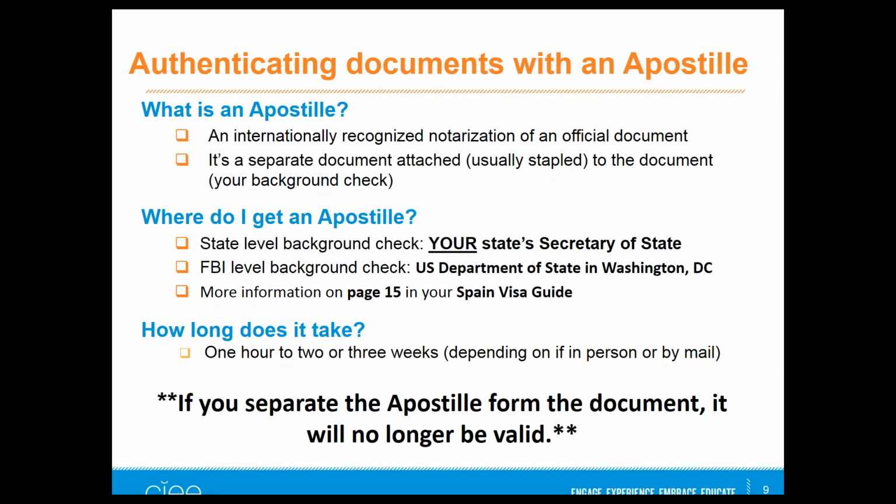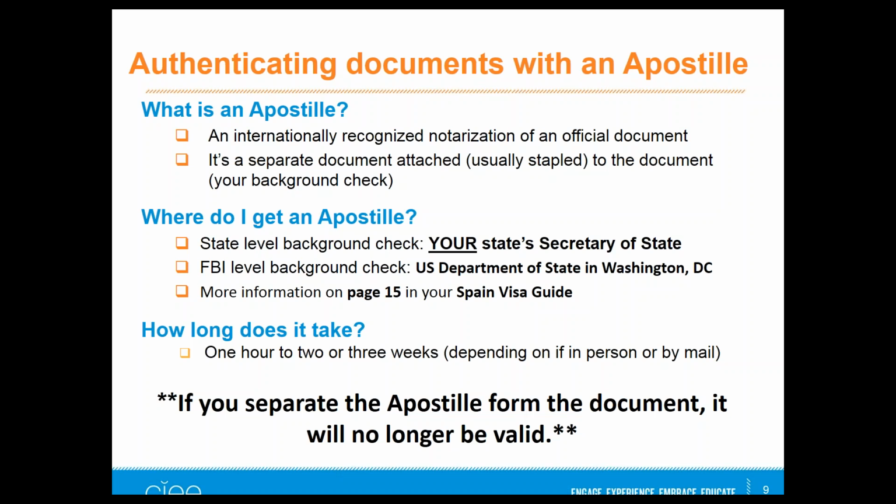If you're getting an FBI level background check, then you're going to want to apply to the U.S. Department of State in Washington, D.C. The process for an apostille can take as little as an hour if you're going in person, or it could take up to a couple of weeks to process. The biggest thing to keep in mind, though, again, is if you're getting a state-level background check, so say you're getting a background check for the state of California, then you're going to go to the California Secretary of State to get an apostille attached.